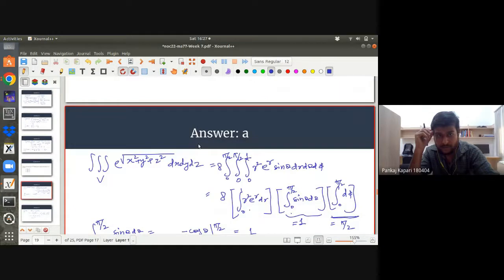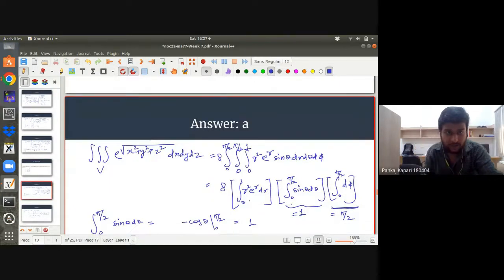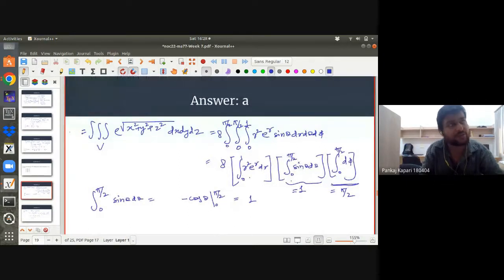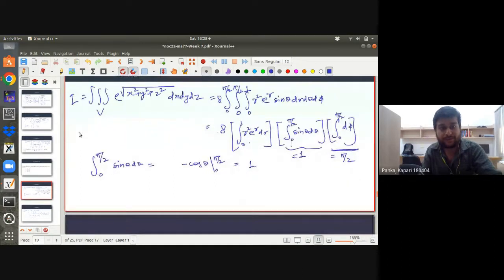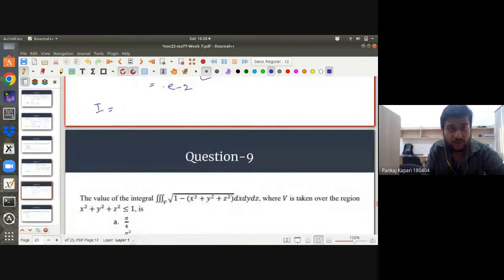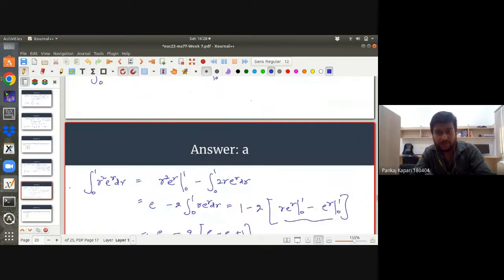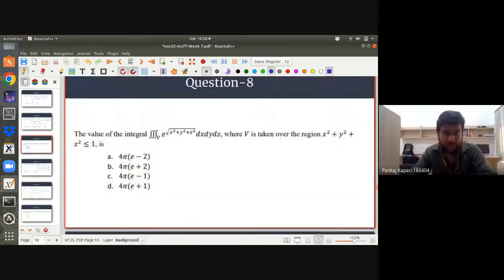Okay, so for the value of the integral, let's say this integral is some number, but let's denote it by I. So I is equal to 8 times 1 into pi by 2 into e minus 2. So these are all values, and we'll have 4 pi times e minus 2, right? That means the first option is correct.